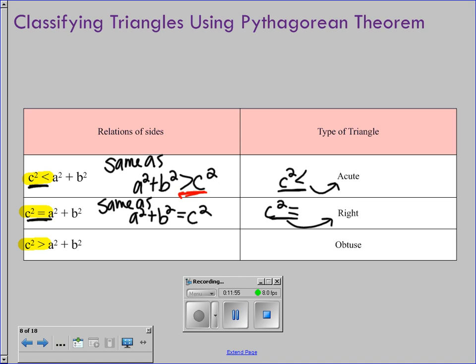And last, c squared is greater than a squared plus b squared. That's the same thing as a squared plus b squared is less than c squared. Okay? It's the same exact thing, but if we read it backwards, c squared is still going to be greater than a squared plus b squared, because remember the alligator eats what's bigger. So c squared is bigger if it's obtuse, and c squared is less if it's acute.